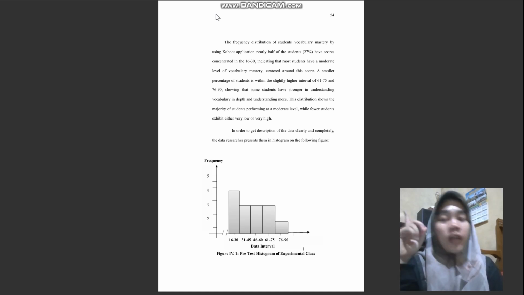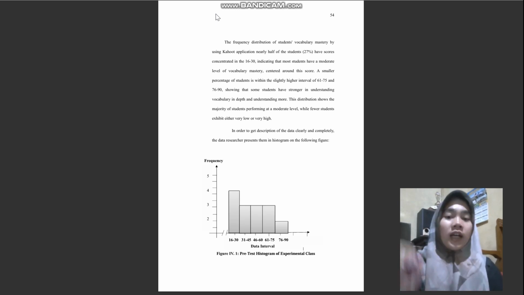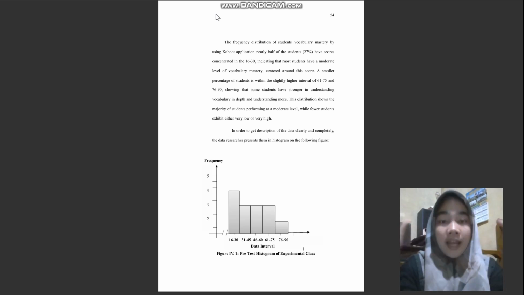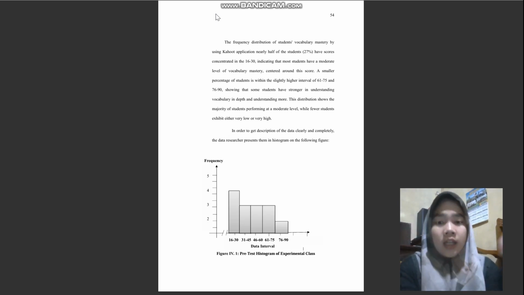the first one is vocabulary mastery before using Kahoot was low, with a mean of 49.60, and after using Kahoot, it improved significantly. The score was 66.67, and the effect is statistically significant.